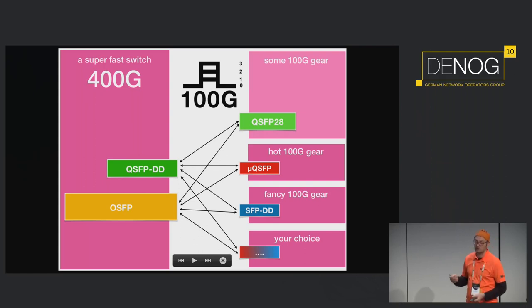But that's not the end of the road. We will also see new form factors for dedicated 100 gigabit, and that's either the µQSFP or even the SFP-DD. DD is basically double density. So there will be some new transceivers coming.